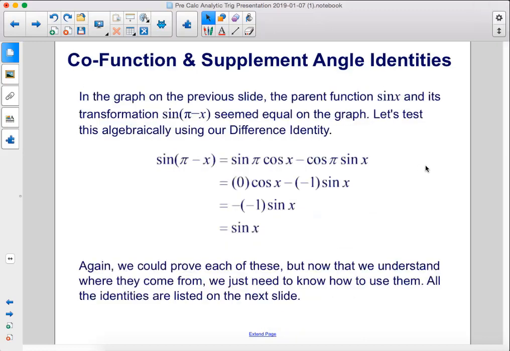In the graph on the previous slide, the parent function sine x and its transformation sine of pi minus x seemed equal on the graph. Let's test this algebraically using our difference identity. Sine of pi minus x equals sine pi times cosine x minus cosine pi times sine x. Sine of pi is 0, cosine of pi is -1. When we simplify, we get that sine of pi minus x does equal sine x. Again, we could prove each of these, but now that we understand where they come from, we just need to know how to use them. All the identities are listed on the next slide.